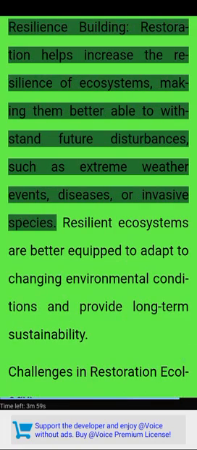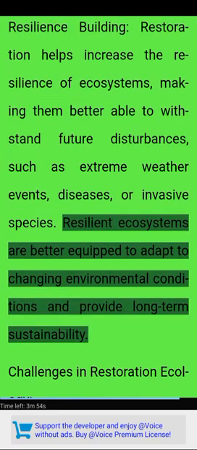Resilience building. Restoration helps increase the resilience of ecosystems, making them better able to withstand future disturbances, such as extreme weather events, diseases, or invasive species. Resilient ecosystems are better equipped to adapt to changing environmental conditions and provide long-term sustainability.